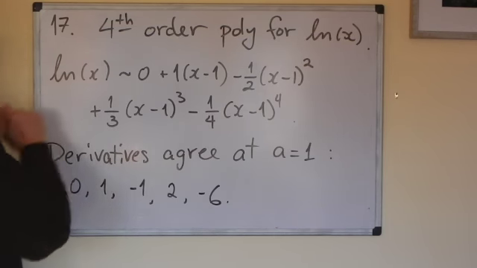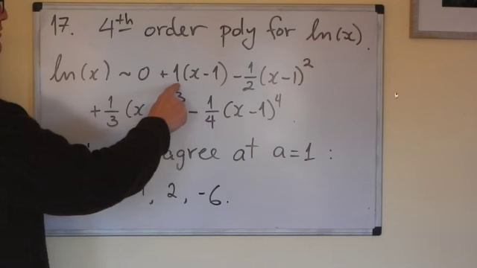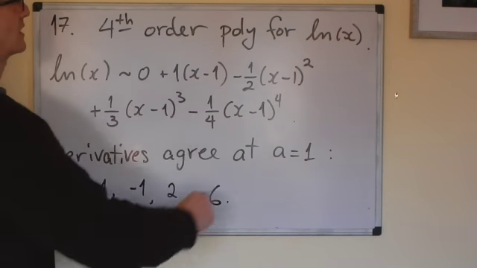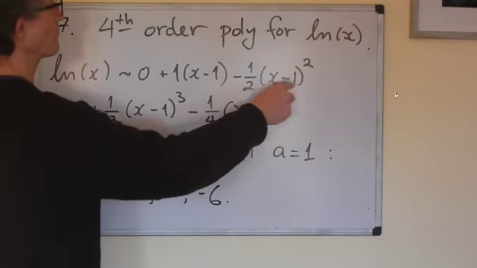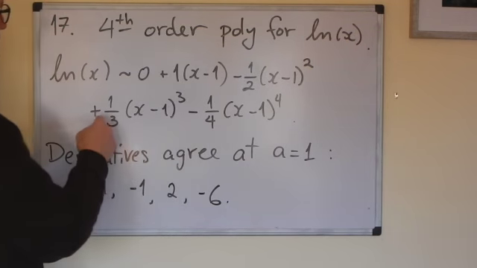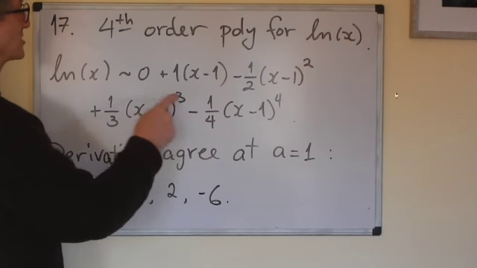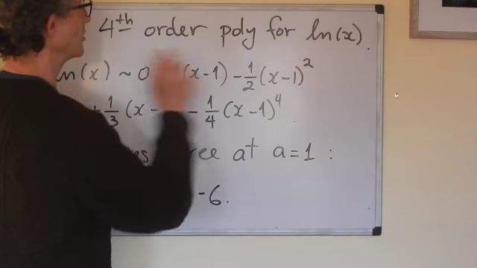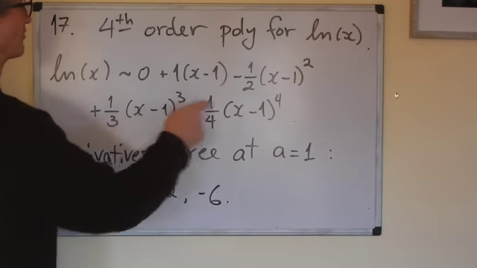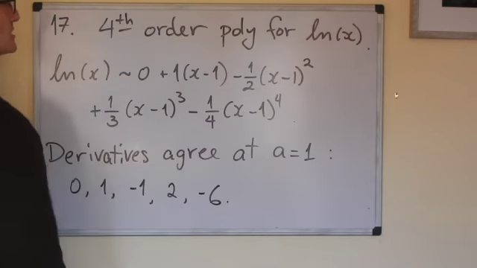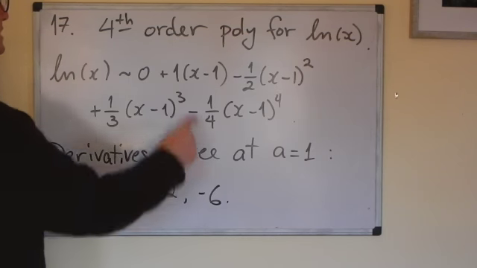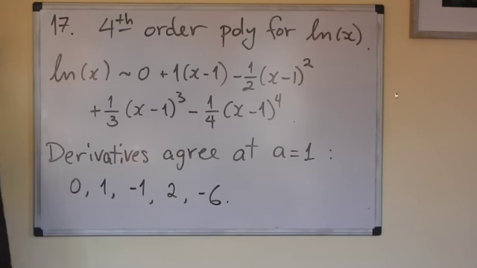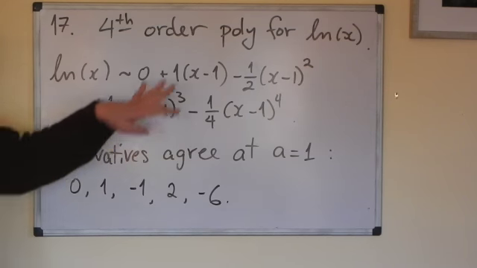I take the first derivative, then here I will get 1, and here I will get minus 1 times x minus 1. Here I'll get 1 times x minus 1 squared. Here I'll get minus 1 times x minus 1 cubed. Anyway, everything will vanish when I put in x equal to 1, except for this first term, and that's the derivative.